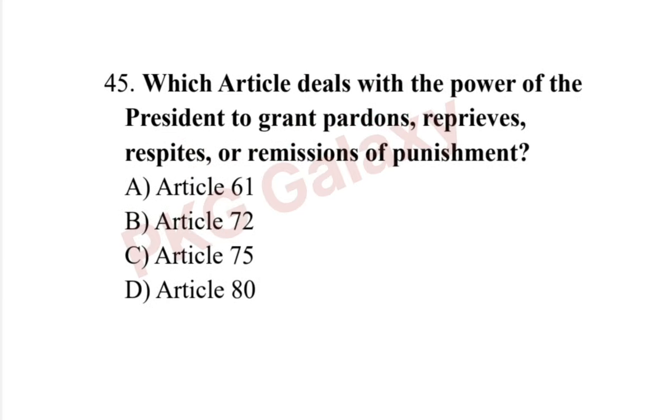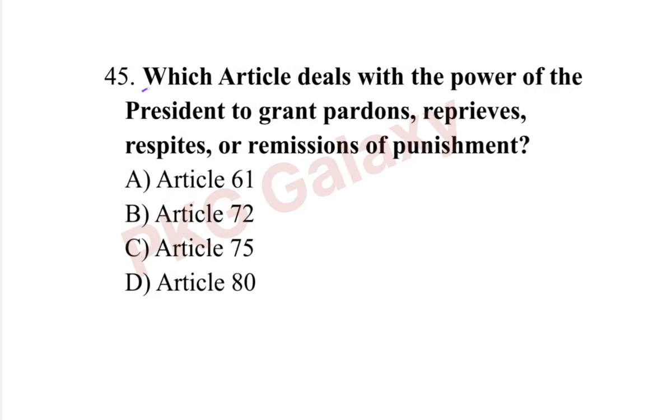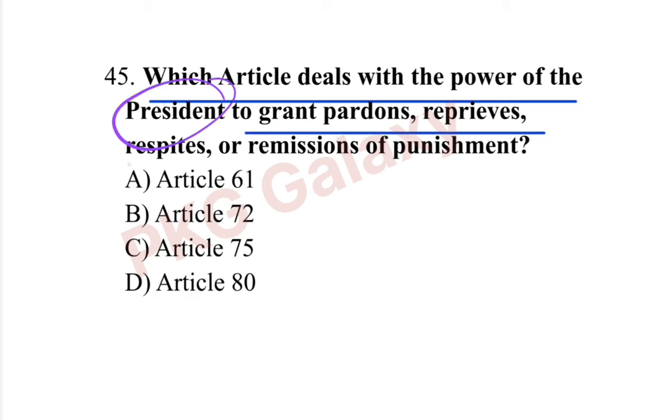Next question. Which article deals with the power of the President to grant pardons, reprieves, respites or remissions of punishment? The correct answer is option B, Article 72. Article 72 empowers the President to grant pardons, reprieves, respites or commutation of punishment.